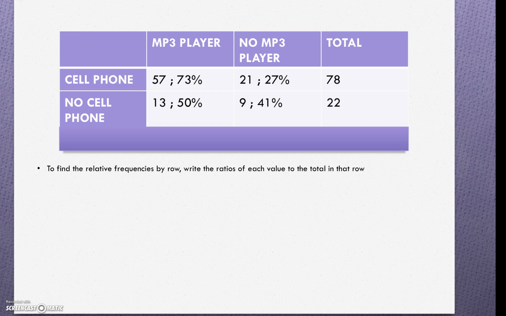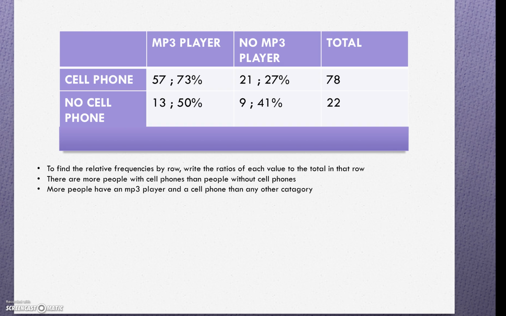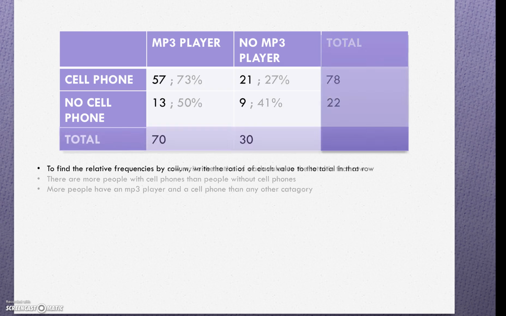So now you can make a conjecture using these relative frequencies about your data. One of the conjectures I made is that there are more people with cell phones than people without cell phones. Another would be that more people have MP3 players and a cell phone than any other category. If you look at the percents, you can see that MP3 player and cell phone owning people is the highest percent out of all four categories.